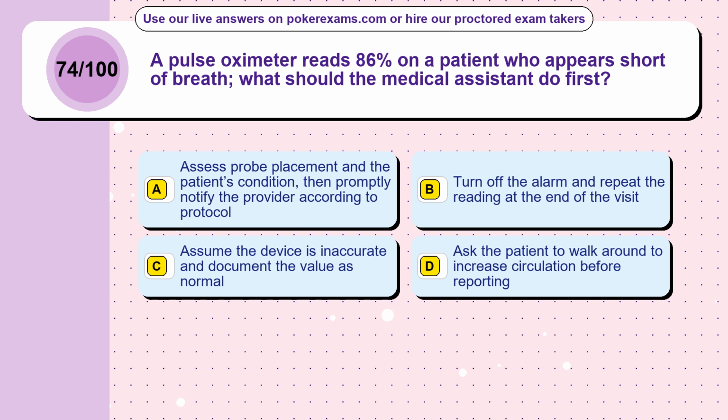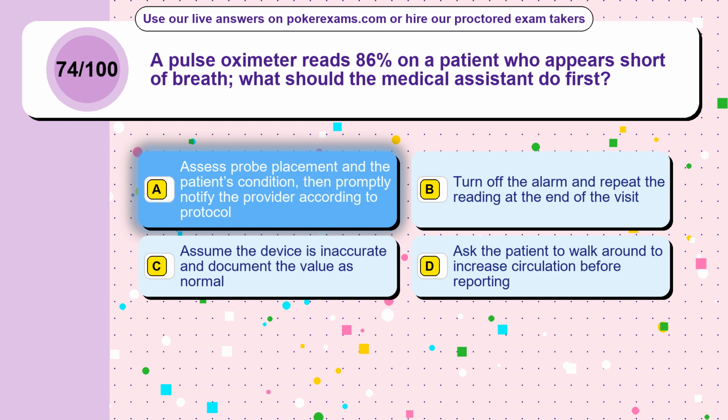Turn off the alarm and repeat the reading at the end of the visit. Option C. Assume the device is inaccurate and document the value as normal. Option D. Ask the patient to walk around to increase circulation before reporting. The correct answer is option A. Assess probe placement and the patient's condition, then promptly notify the provider according to protocol.